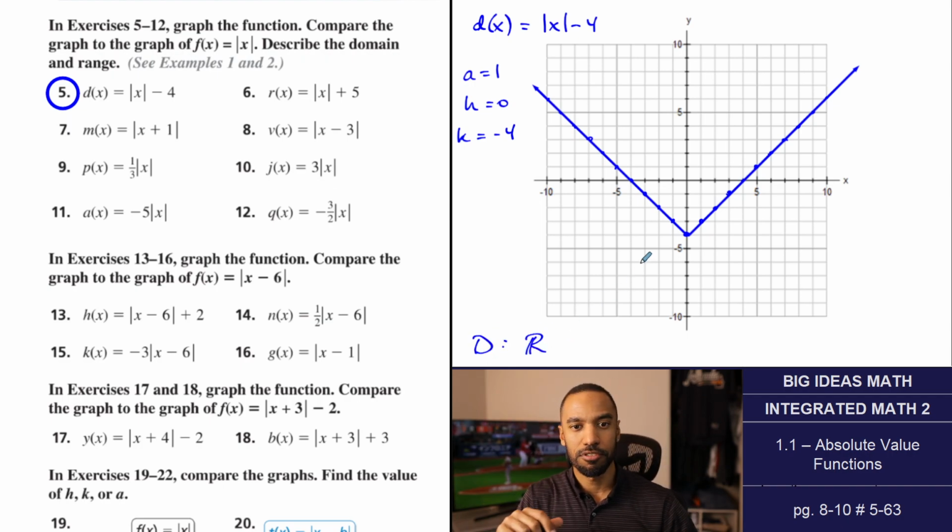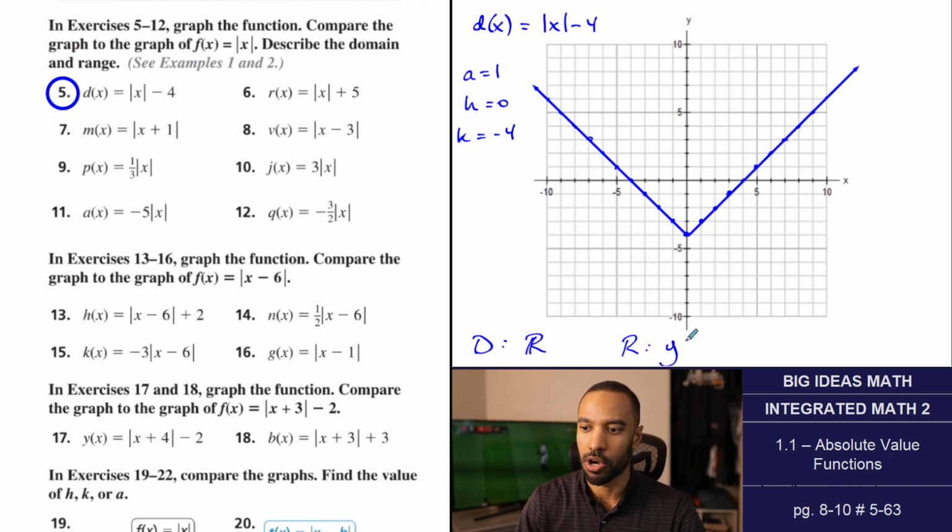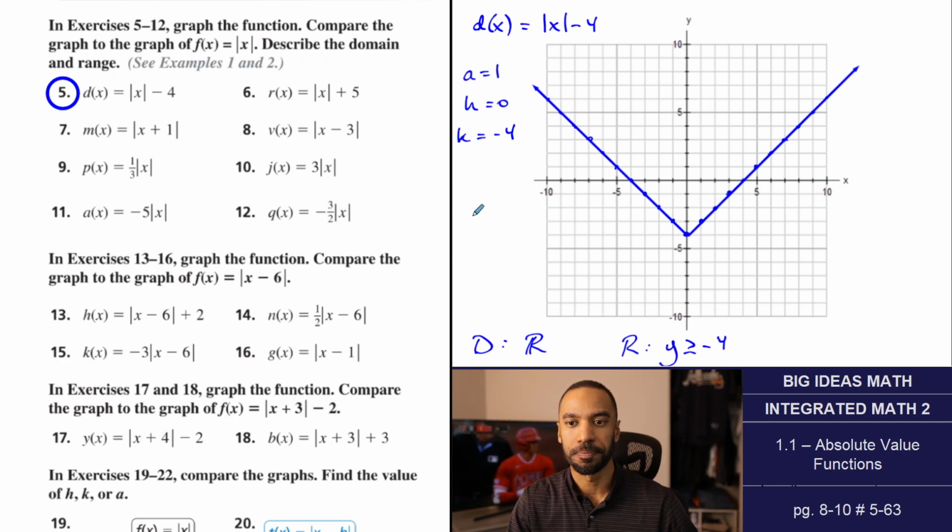It goes forever left and right. Don't expect anything different on these unless they do something to restrict it, which I don't see anything that they're going to do. This range here, the y values are as low as -4, and they go above it. Greater than or equal to -4.